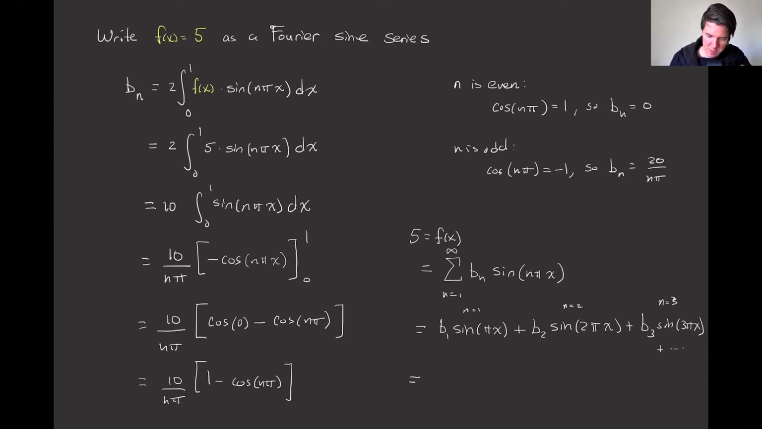So if we just use this formula, we have that Bn is 20 over n pi. The n in this first case is 1, and 1 is clearly odd. So we have 20 over pi times sine of pi times x plus 0.